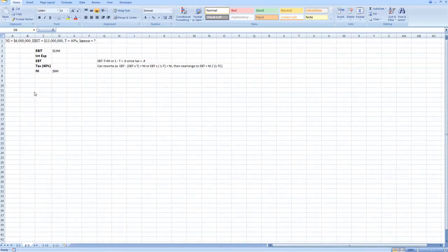Question 2.3 is asking you to figure out how much money was allocated for tax, EBT, that is earnings before tax, and interest expense. The known information in this question is that we have a net income of $6 million, earnings before interest and tax of $13 million, and the tax rate is 40%. So how much was spent on interest?